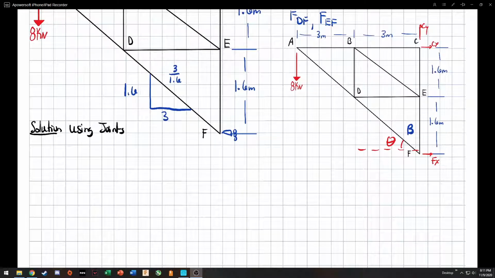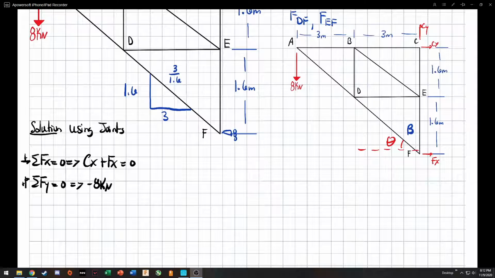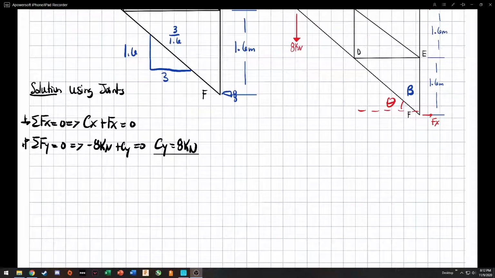So to start it all off, we need to take our entire system, sum of forces. So we're going to take sum of forces in the x equal to 0, positive in the positive right direction. We have Cx plus Fx is equal to 0. Our sum of forces in the y is equal to 0, positive in the vertical up direction. We have a negative 8 kilonewtons plus Cy is equal to 0. We can solve for Cy right now. Cy is 8 kilonewtons.